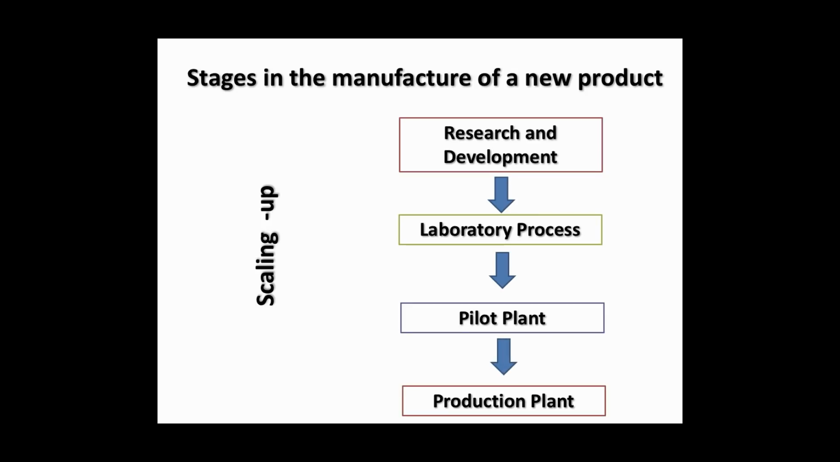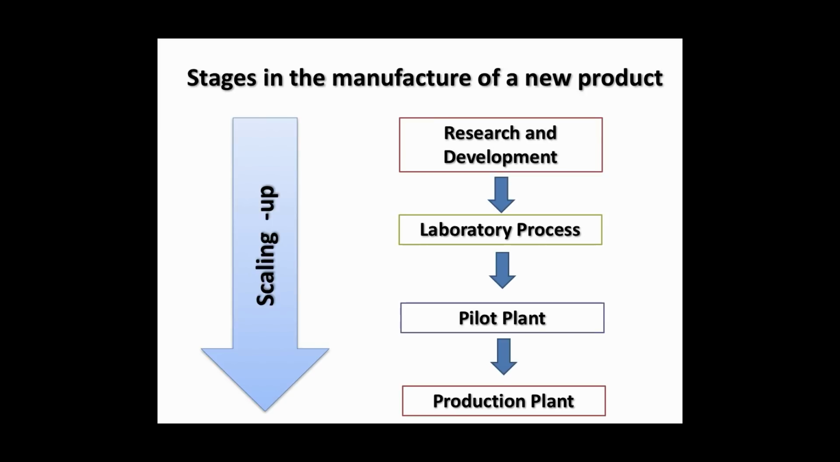And then, of course, the final production plant is usually something that you would be running at a full large scale. Now, if you can see the flow of this, generally the scale tends to become bigger as you pass each stage. Generally, these are the stages in manufacturing a new product in the chemical industry.